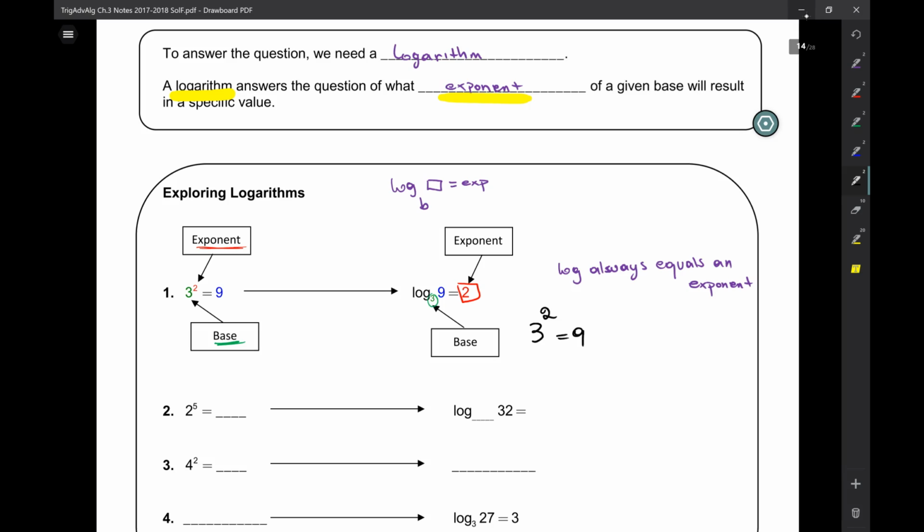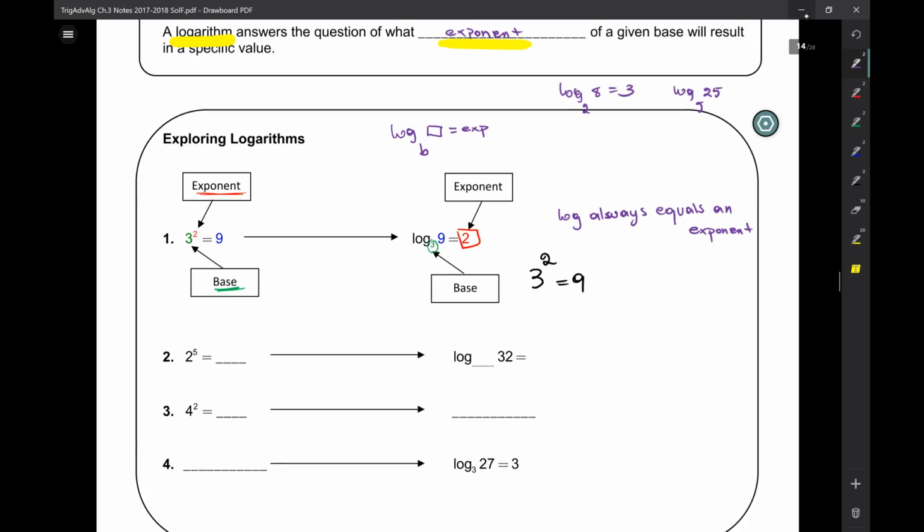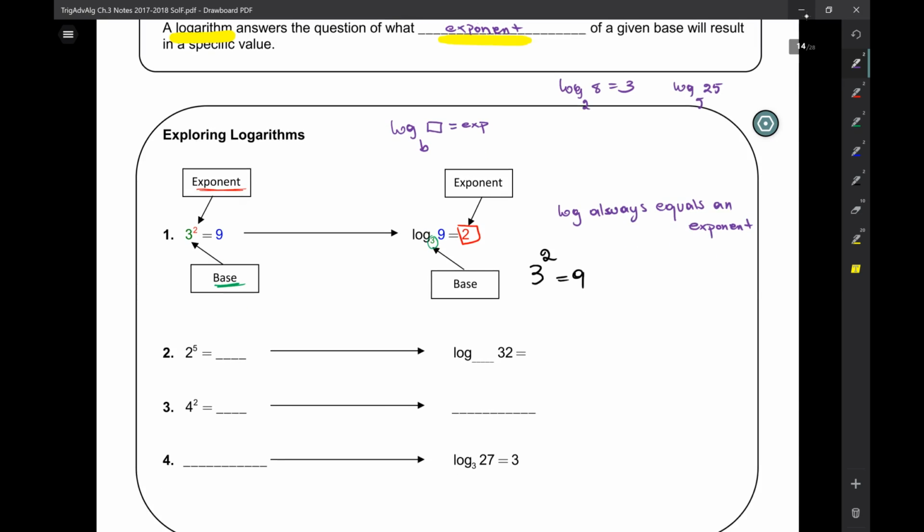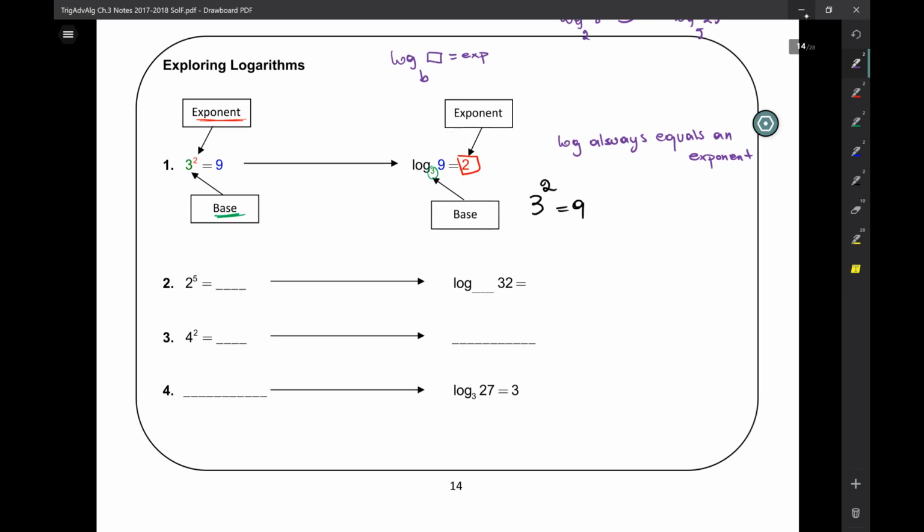Okay? So, if I see this on a billboard, log base 2 of 8, what that means to me is, what is the exponent of 2 that will give you an 8? 3. Right? So here, log base 5 of 25. What is the exponent of 5 that would give us a 25? 2. You see how it works? Okay. So let's go back and forth then.